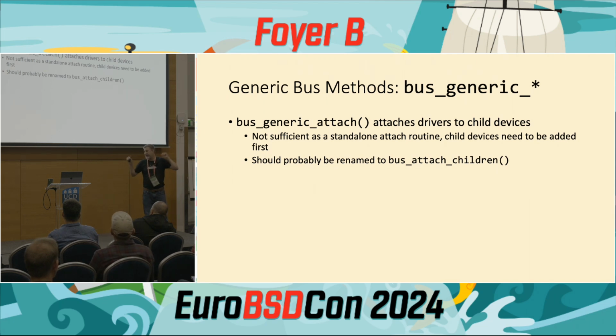What's supposed to happen is your bus should have an attach routine that first goes and figures out what kind of child devices you have. Maybe it calls bus identify children to let device drivers find them, or maybe it does a scan of your PCI bus. It needs to do something to add the devices. Then it can call this routine to actually go attach drivers to the devices.